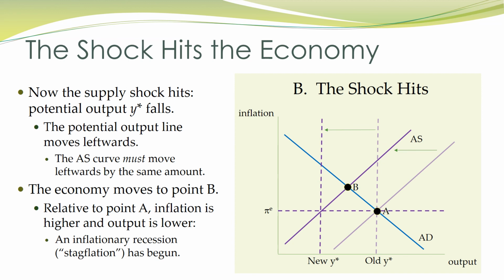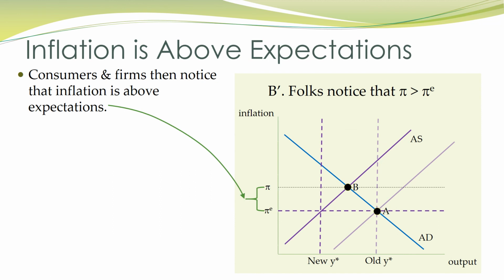The new equilibrium is at point B. Relative to point A, one can see that inflation has risen and output has fallen. This phenomenon, high inflation during a recession, is called stagflation. Note that in this new situation, actual inflation pi exceeds expected inflation pi e.